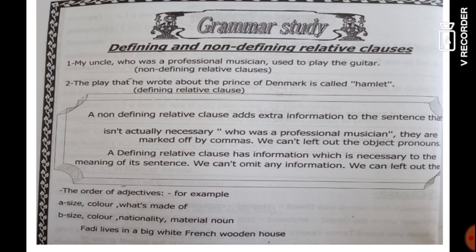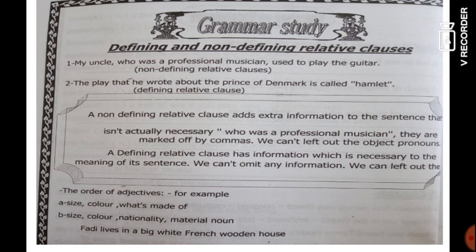But in the second sentence, the play that he wrote about the Prince of Denmark is called Hamlet. All the sentences are important and necessary, so we call it a defining relative clause. Again, a non-defining relative clause adds extra information to the sentence that isn't actually necessary, like who was a professional musician. They are marked off by commas, so we can omit it. We can leave out the object pronoun. A defining relative clause has information which is necessary to the meaning of the sentence. We cannot omit any information. We can leave out that.